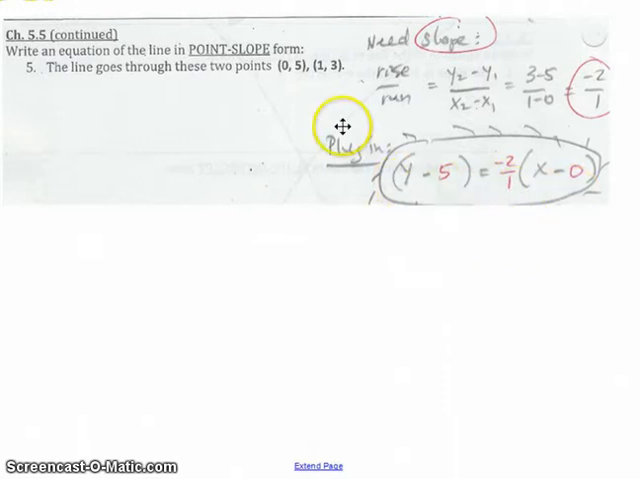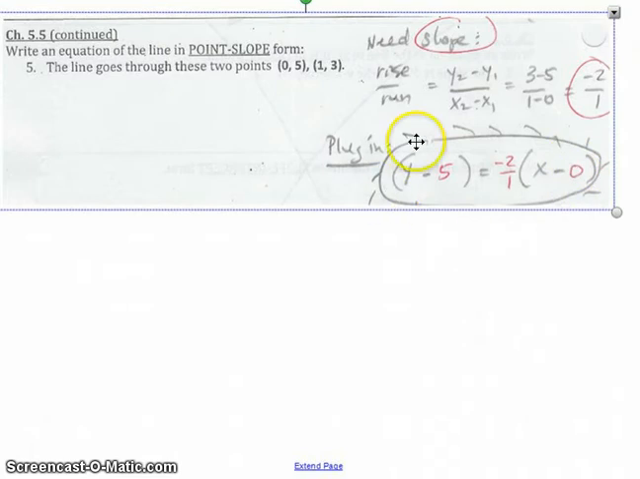This time, y minus, well, there's my y1, y minus 5, equals slope, that's what I figured out right here, negative 2 over 1, times x minus, well, there's my x1, 0. And that is a perfectly good equation for the line. You could have written it using the other point if you wanted to. That way would have been y minus 3 equals negative 2 times x minus 1. Either of those is a perfectly good answer.